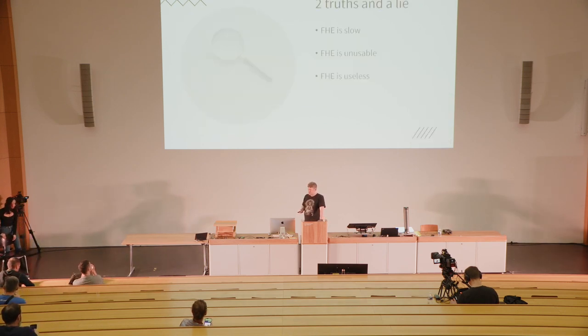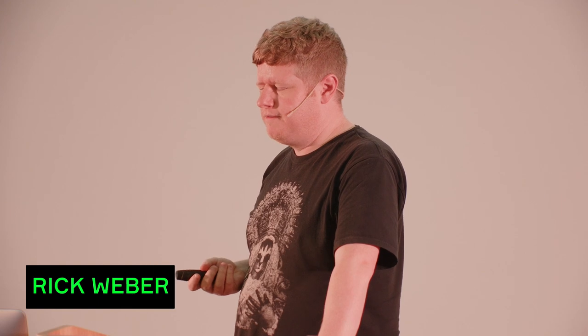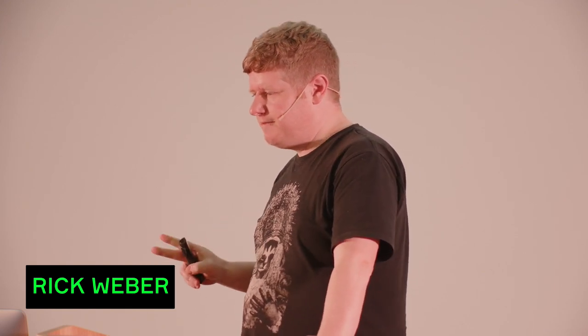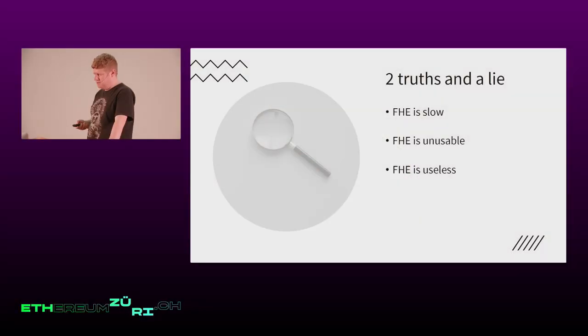So, just a quick survey. Has anyone here heard of fully homomorphic encryption? Okay, a few people. Then you may have heard some of these rumors. You may have heard that it's kind of slow, you've heard that it's unusable, or that it's kind of useless. Two of these, in fact, today are actually kind of true in Web3, and one of them a little less so. And hopefully at the end of the talk, you'll know which is which.